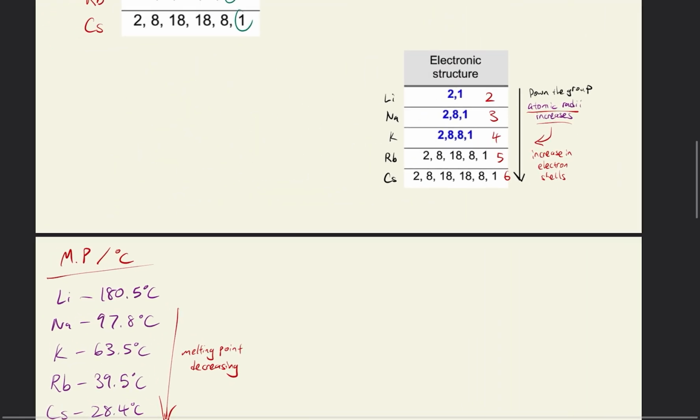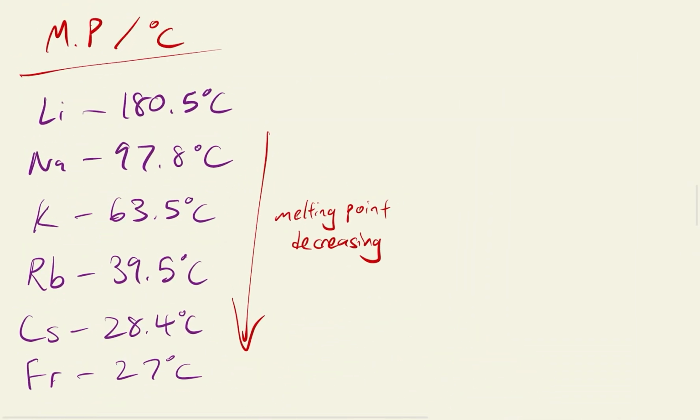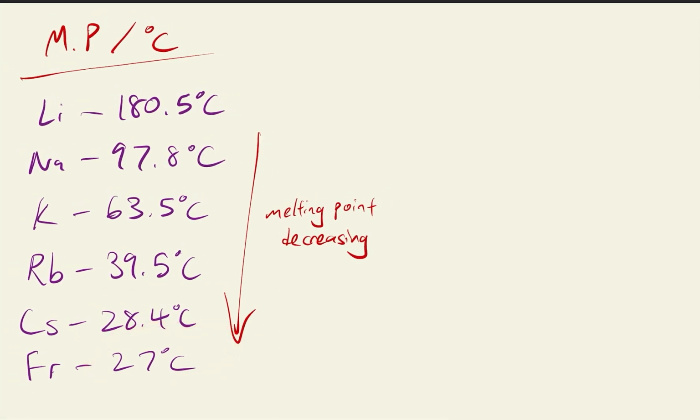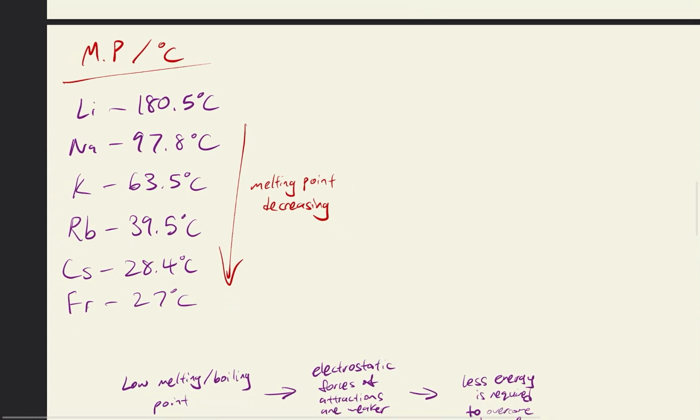Alright, now let's take a look at the melting point of these group 1 metals. You can take a look at the boiling point, but for this video we're going to look at the melting point. Lithium has a melting point of 180.5 degrees Celsius. Sodium has 97.8, potassium 63.5 degrees Celsius, rubidium just decreasing to 39.5, cesium 28.4, and francium 27 degrees Celsius. So a trend you can see again is that as we go down the group, the melting point also decreases. This is the same for the boiling point.